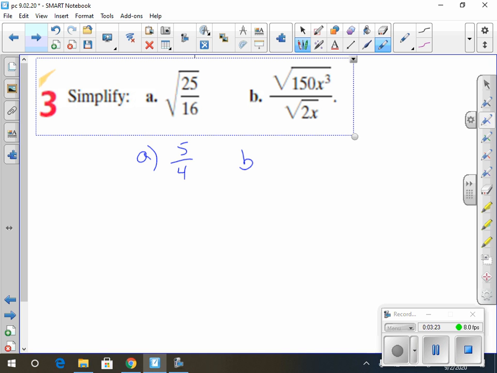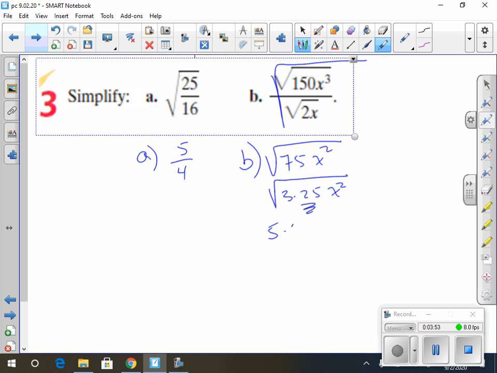For part B, treat this still like it's all under one radical. 2 goes into 150 75 times. X goes into x cubed, x squared times, still under the radical. Again, remember the square root of 3 times 25 times x squared. That was your 5 times 5. So the 5 comes out, the x comes out, the square root of 3 stays in.